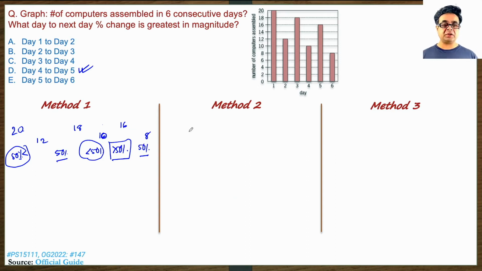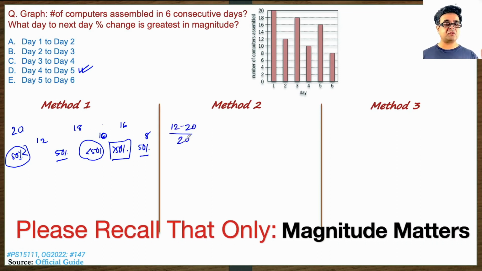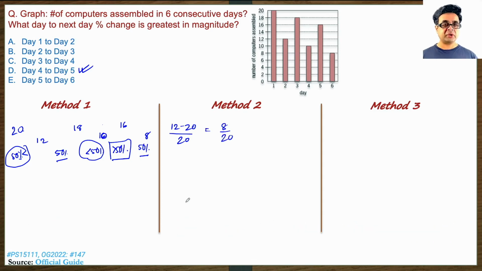So let's do that very quickly. From day 1 to day 2, you have 12 minus 20 divided by 20. Remember, we talked about the denominator being the starting value, and that is equal to 8 by 20. I'm going to quickly do that for the other values. So it is 8 by 20 for day 1 to day 2, and it is 6 by 12 for day 2 to day 3, 8 by 18 for day 3 to day 4, 6 by 10 for day 4 to day 5, and 8 by 16 for day 5 to day 6.